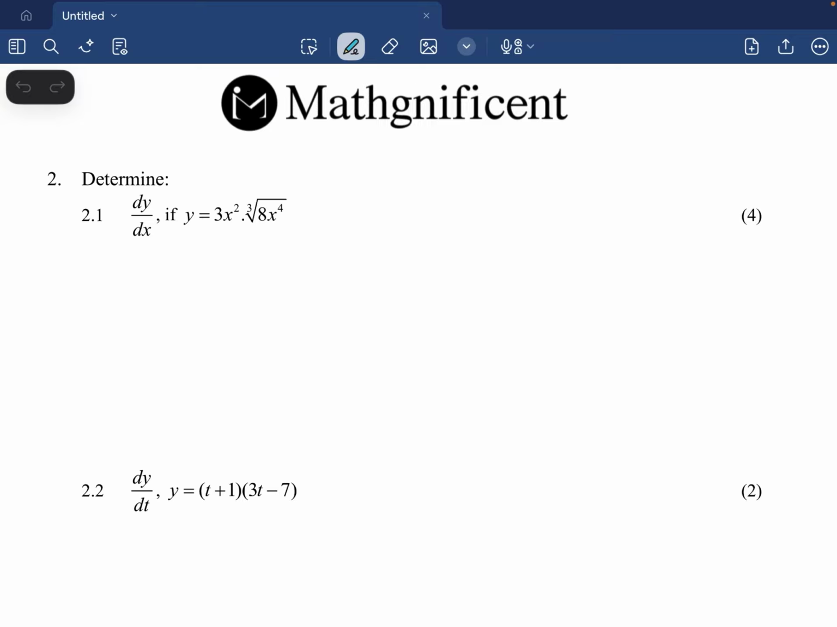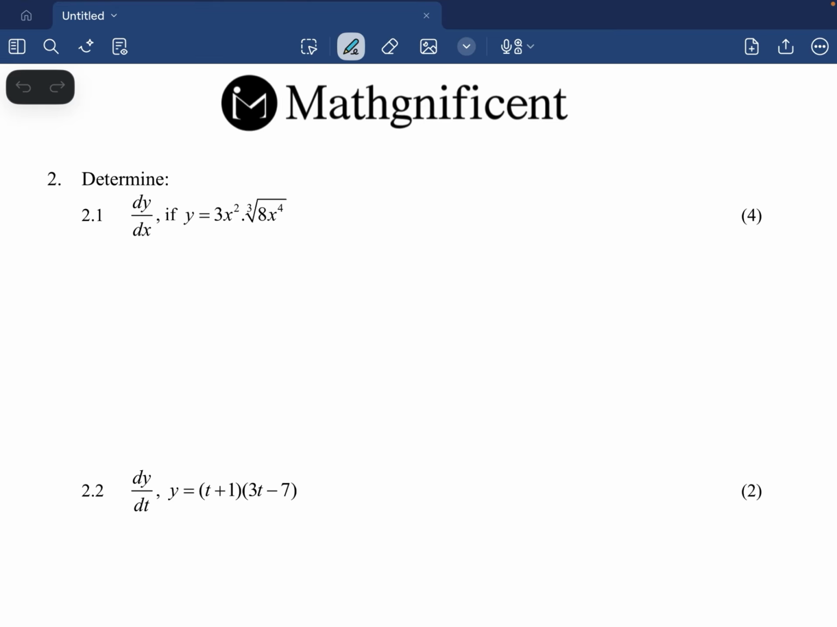So the very first one that we have here, that is 2.1, it says that we must differentiate y with respect to x if y is equal to 3x squared times a cube root of 8x to the power of 4. So the very first thing that we are going to check is whether this expression is simplified.